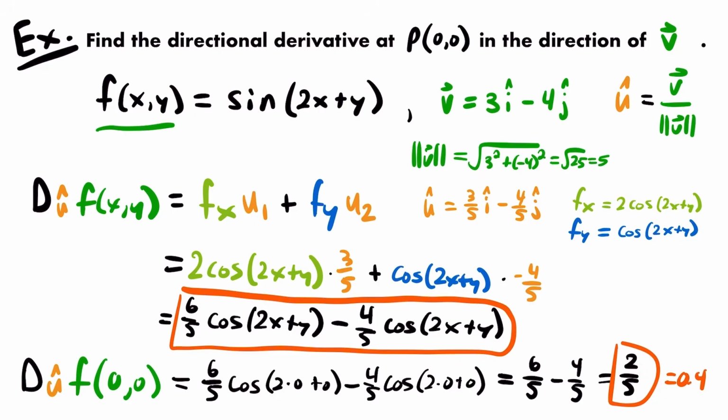All right, and so that's how you handle finding a directional derivative when you're just given a vector, not the angle that it makes with the x-axis. Yes, you could technically find the angle that this vector makes with the x-axis, but that's a whole lot of extra work that you don't need to do here. Instead, just check to see if that vector is a unit vector, and if it's not, turn it into one, and then you're good to go. You have the two components that you need to calculate the directional derivative.